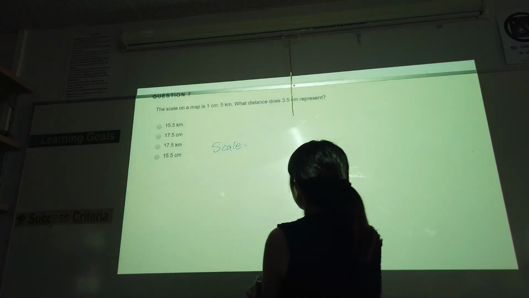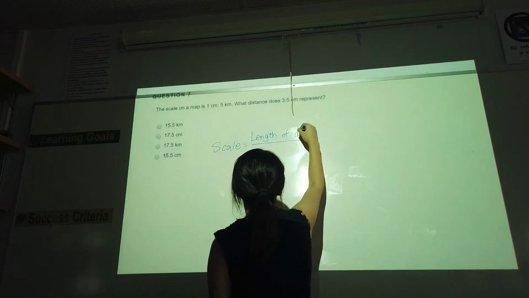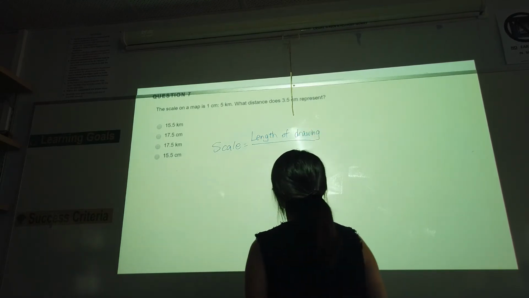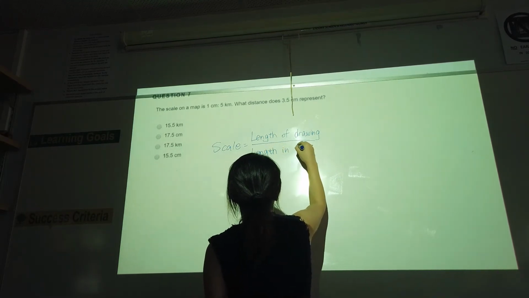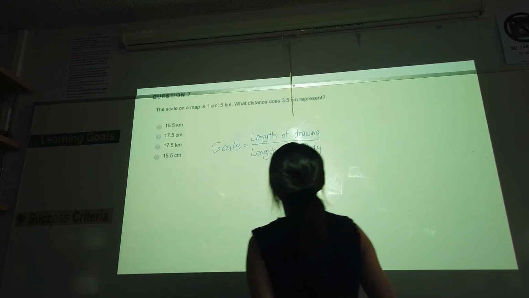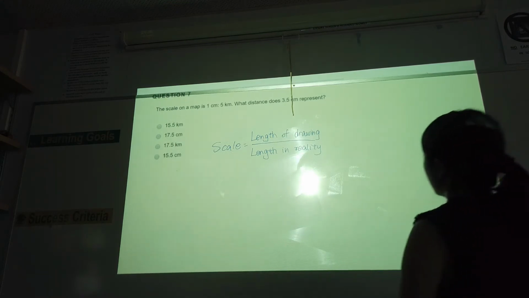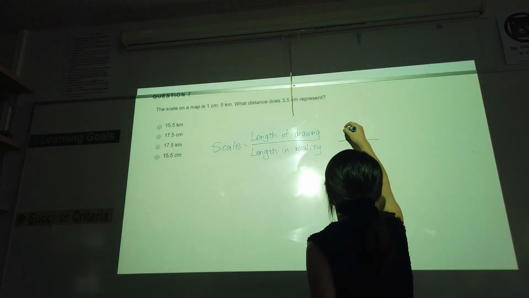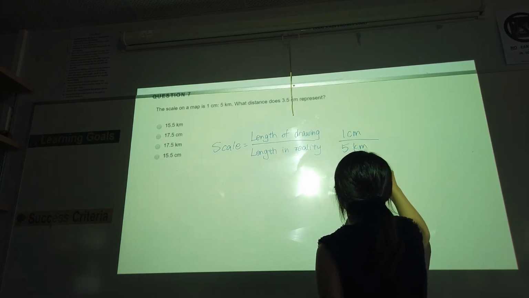It is comparing the length of drawing on the map to the length in reality. Now you can write the scale as a ratio as they did in the question, or you can write it as a fraction. I'm going to solve it using equivalent fractions, so I'm going to write it as a fraction here: 1 centimeter on the map to 5 kilometers in reality.